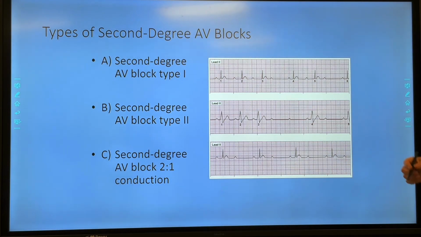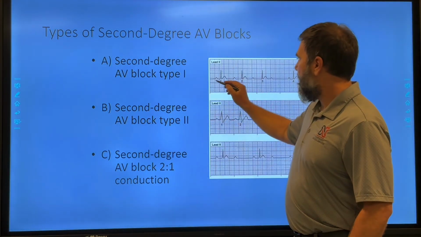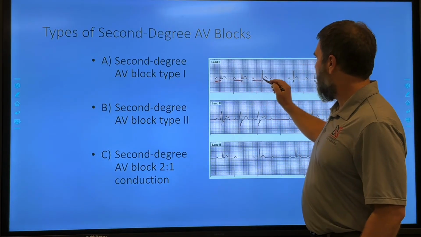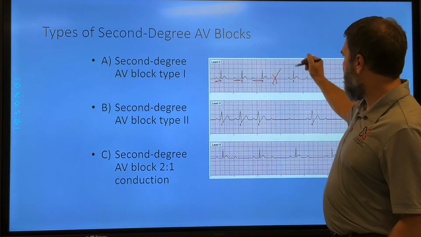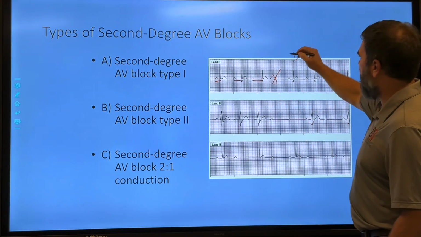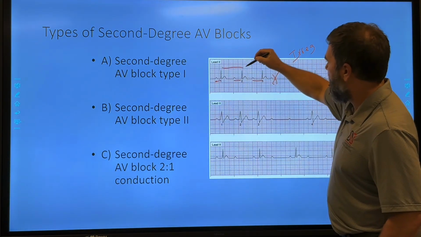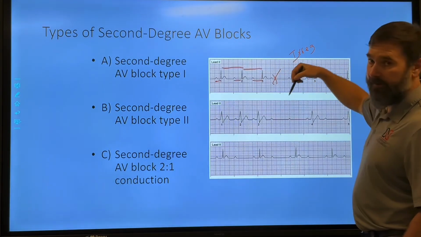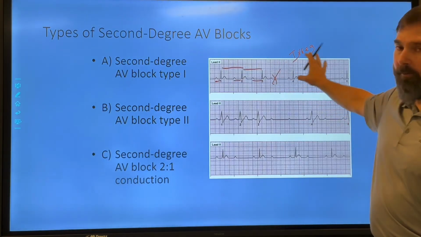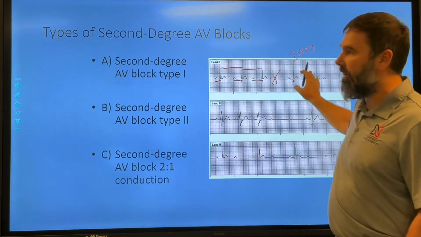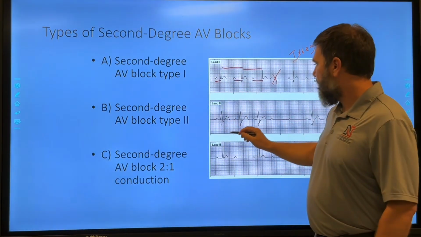So, types of secondary AV blocks, again, a good review. Type 1: look at the PRI, notice it lengthens each time till we have a drop beat. The rhythm overall is irregular because the R-to-R interval keeps increasing until we have a drop beat. So overall, the P-to-P is regular, R-to-R is irregular. Overall, the rhythm is irregular because we're mainly looking at the R-to-R interval. Increased PRI makes it a type 1.